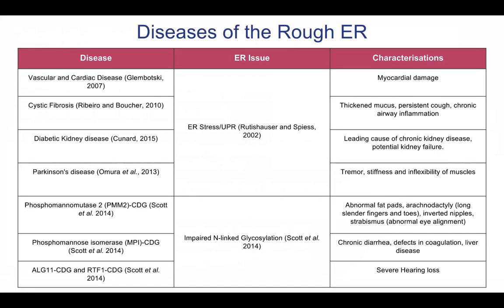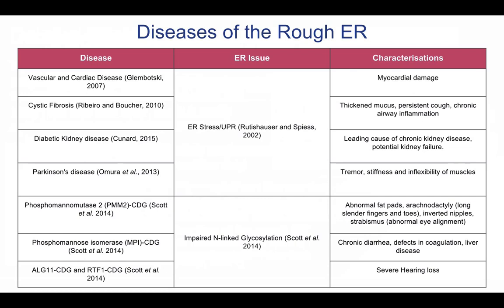Issues with function in the rough ER are seen in many prevalent diseases, such as vascular and cardiac diseases, cystic fibrosis, diabetic kidney disease, Parkinson's disease, and many more. The functional issue most commonly found as a cause of disease is endoplasmic reticulum stress. This is when there is a problem in the folding of proteins produced in the rough ER. As a result, the proteins are misfolded or not folded at all.